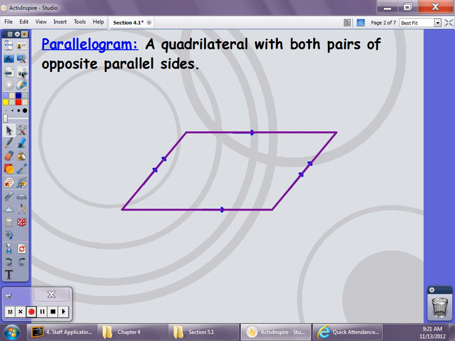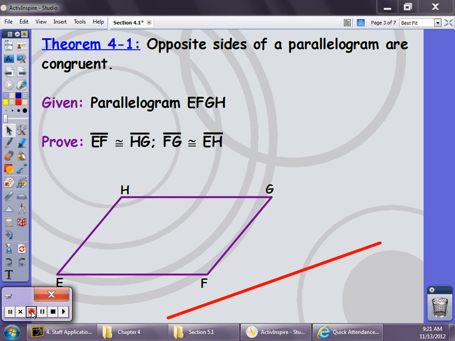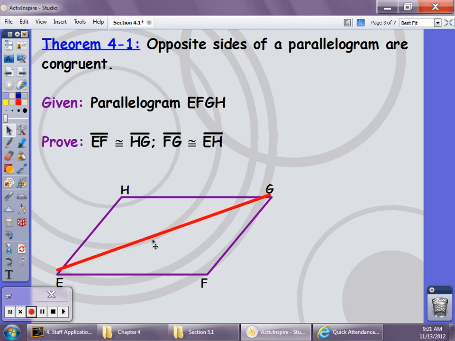The following theorem states some properties common to all parallelograms. Theorem 4.1 states that opposite sides of a parallelogram are congruent. So if we are given parallelogram EFGH, we are going to prove that the opposite sides, segment EF and segment HG, and segment FG and segment EH, are congruent. If we draw a diagonal, we can use what we know about proving triangles congruent and about CPCTC to prove that the opposite sides in a parallelogram are congruent.